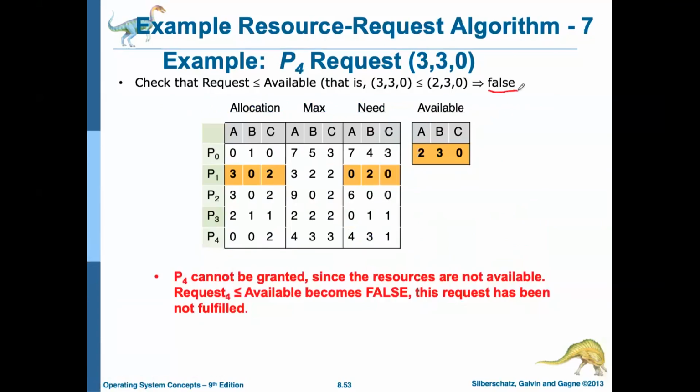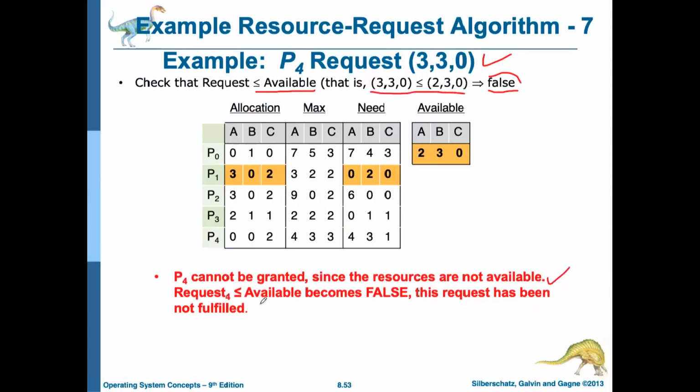If the request less than available or equal is false based on this scenario. Okay, so P4 requests 330. So now this is the comparing value. After comparing, the result is false. So what happened? P4 cannot be granted since the resources are not available.